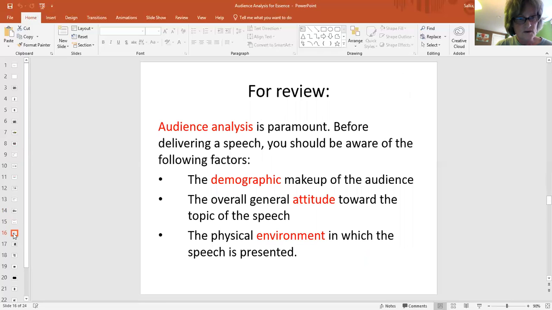Okay, so let's review everything that we have done so far. For review, audience analysis is paramount. Before delivering a speech, you should be aware, if at all possible, of the following factors: the demographic makeup of the audience, the overall general attitude toward the topic of the speech, and the physical environment in which the speech is presented.